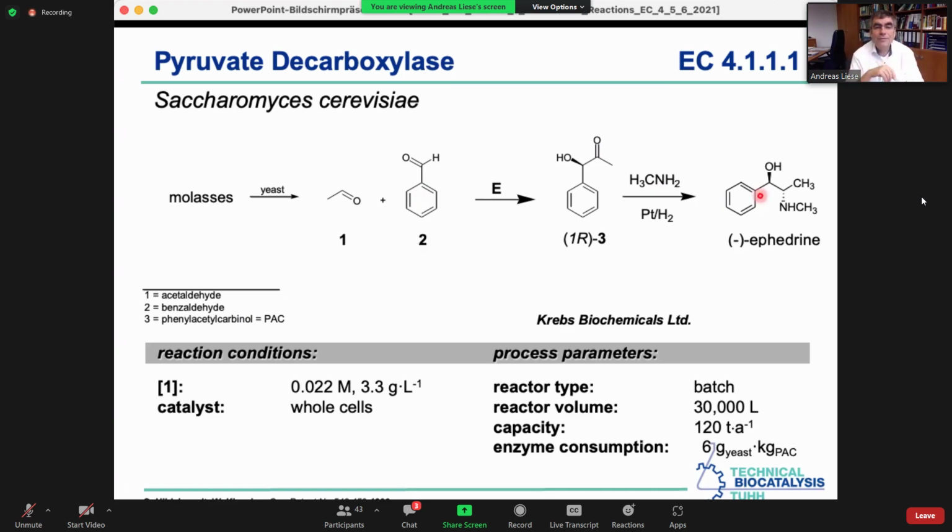And this was established by Krebs Biochemical. In Germany, it was Knoll, formerly part of BASF, but BASF has now sold this business to a different company, I forgot the name of who they sold to. And you can see also large volume, a 30,000 liter batch. That's for the Indian company. For BASF, it was not published, and for the new company, 30,000 liters, 120 tons per year, 6 grams of yeast cells for the whole cell system here per kilogram of this product.